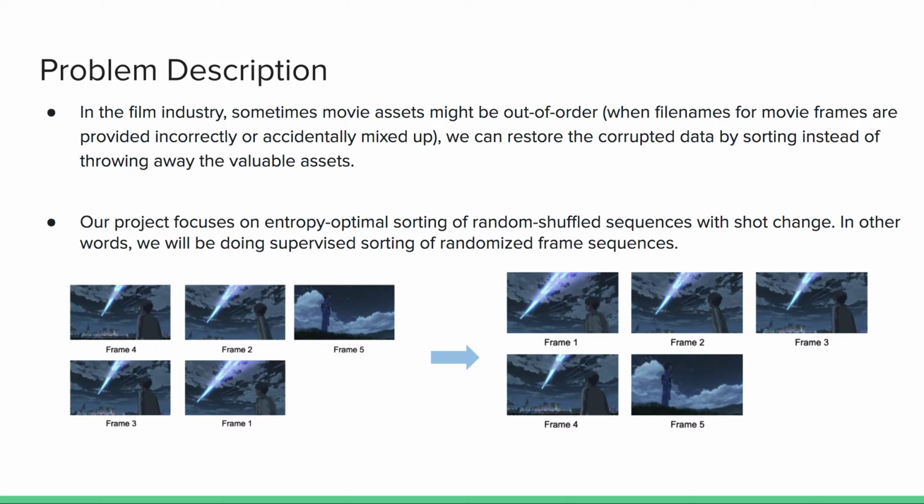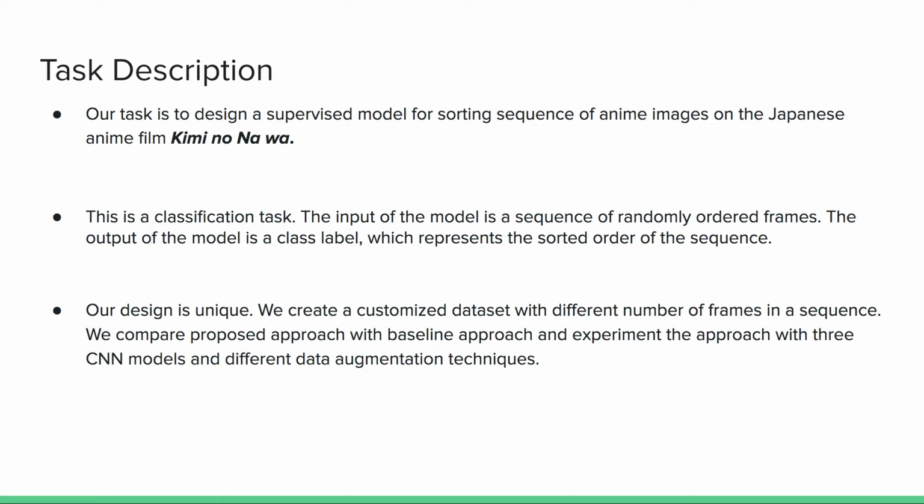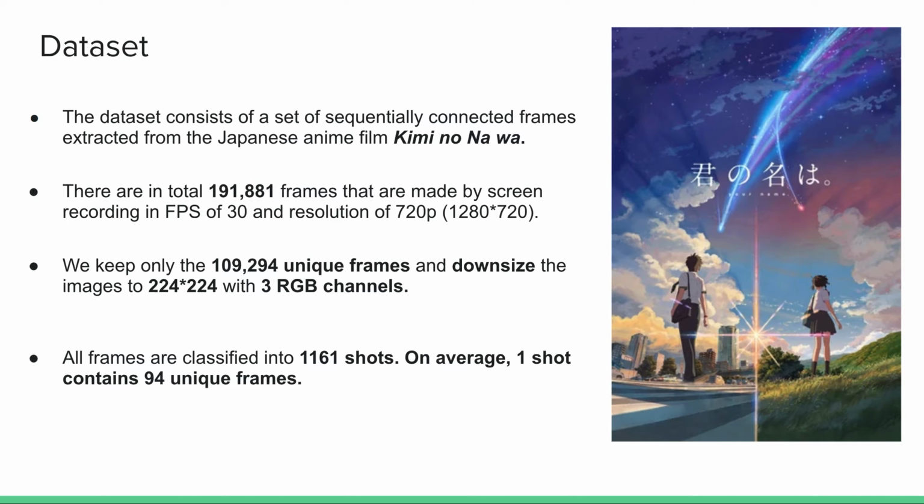So our project focuses on supervised sorting of randomized frame sequences. Our task is to design a supervised model for sorting sequences of anime images from the Japanese anime film Kimi no Na wa. This is a multi-class classification task where the input is a randomly ordered image sequence and the output is a class label, which represents the order sequence.